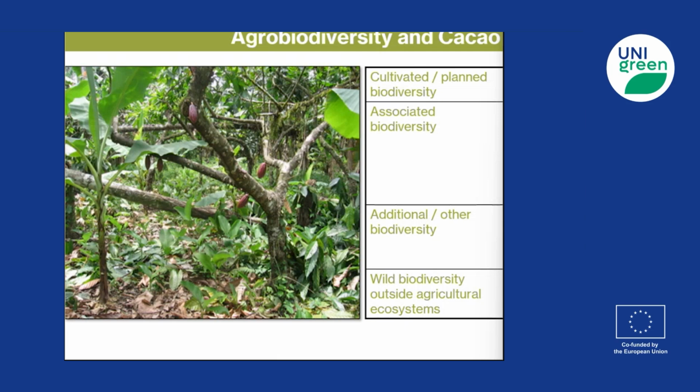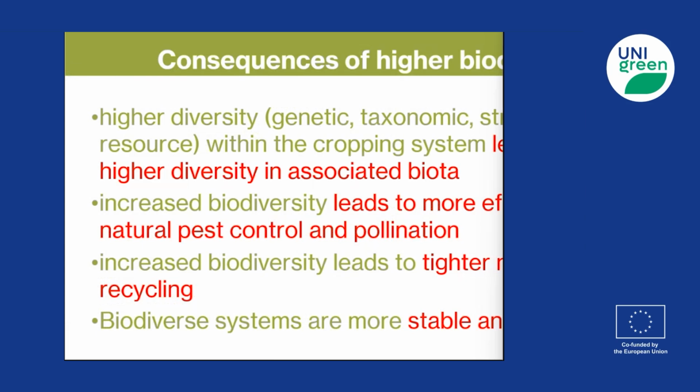And then you are going to see the associated biodiversity. What kind of pollinators do we have? What kind of insects do we have? Could be pests, could be beneficial insects, the soil microorganisms, and so on. An additional biodiversity would be if we have the forest nearby, so we can observe different things and the wild biodiversity outside the agricultural ecosystem. What are the consequences? We have high biodiversity, which leads to more effective natural pest control, a tighter nutrient cycle that is very important, and a more stable and resilient agro-ecosystem that we are looking for.